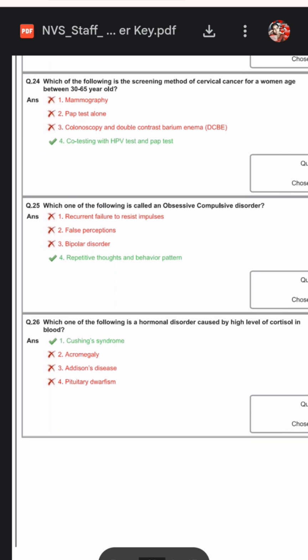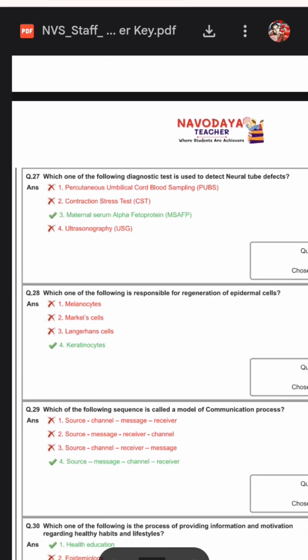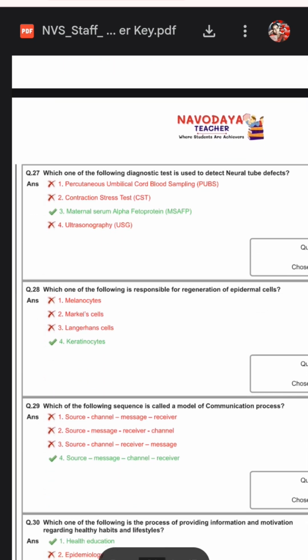Which of the following is an obsessive compulsive disorder? The correct answer is repetitive thoughts and behavior patterns. Which of the following is a hormonal disorder caused by a high level of cortisol in the blood? The correct answer is Cushing syndrome. Which of the following diagnostic tests is used to detect neural tube defects? The correct answer is maternal serum alpha fetoprotein test.